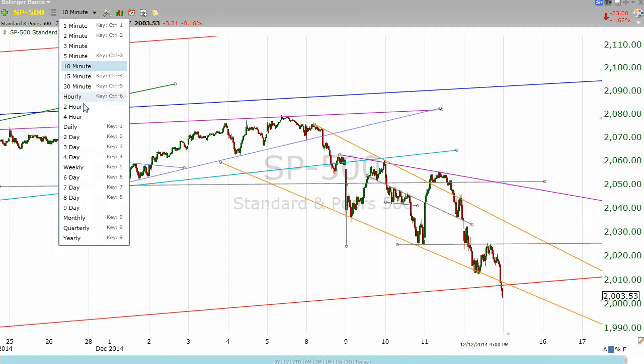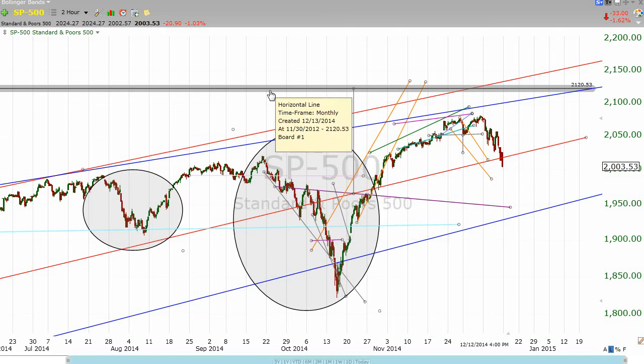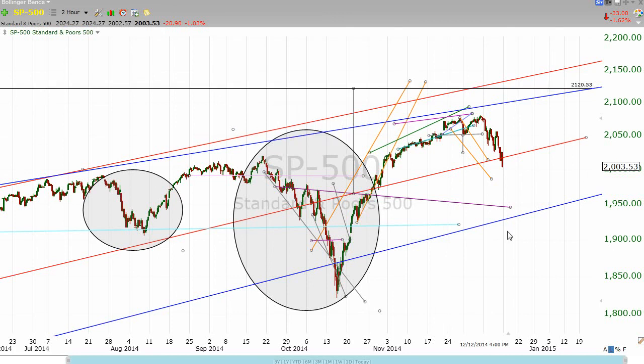The target from our inverted head and shoulders pattern back here, even though it's another one of those weird ones without much of a right shoulder, that target is still about 2120, and I'm not pulling back off of that target at this point in time. I don't think we need to do that.